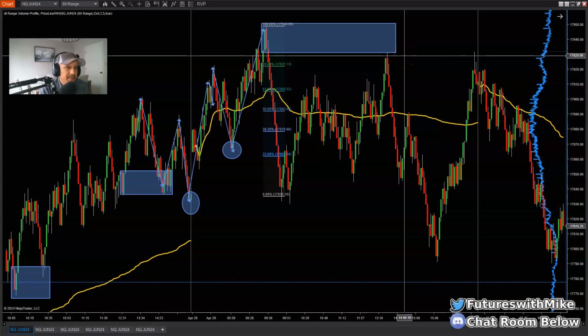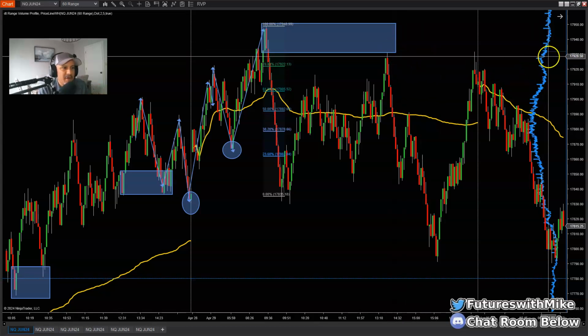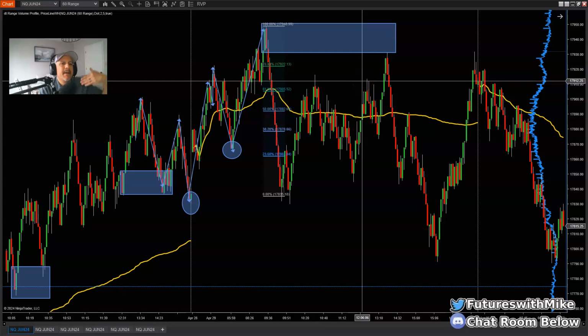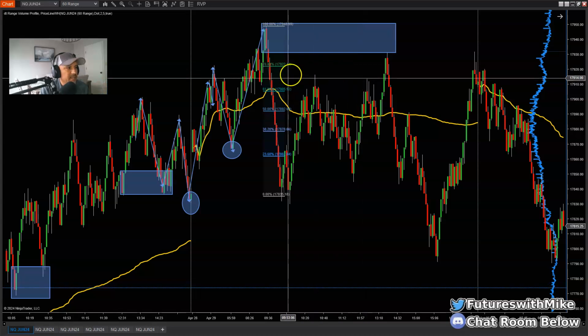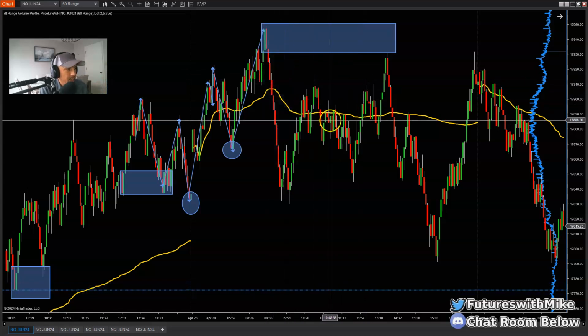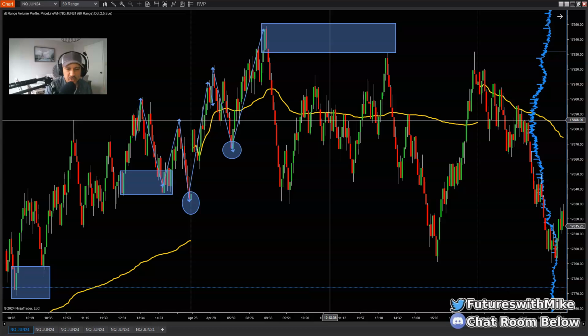I'll talk about that because I use it as a means of a GPS to put me in the right direction. I don't like to take my trades right at a high volume area. I like to take them above, okay? Because the market likes to move from low volume to high volume. So I wanted to show you that. Just look for those structural breaks.